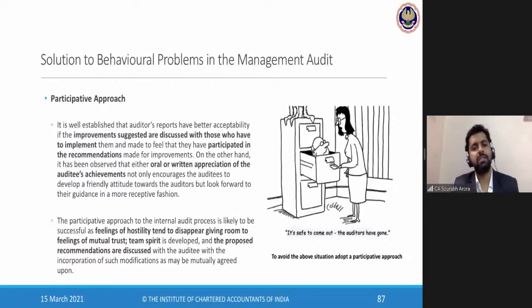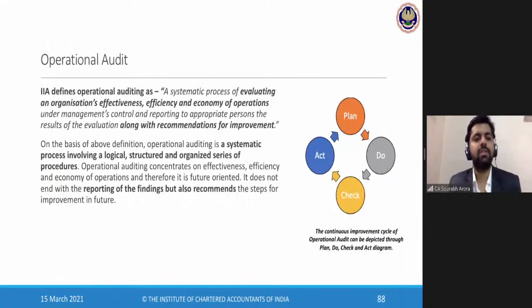We have discussed what is the meaning of management audit, what is the meaning of operational audit, what are the differences between them, and then the knowledge that the management auditor should possess, objectives, and how it is organized, how it is conducted, how it is concluded, what is the report format, and now the solution and the behavioral problems that a management auditor might face. Now we'll discuss the operational audit.